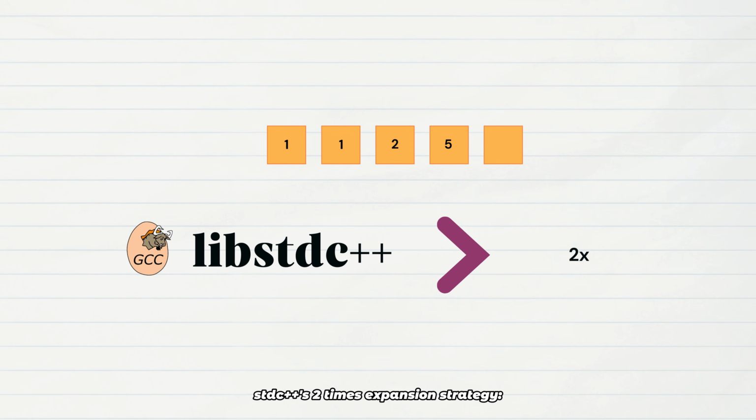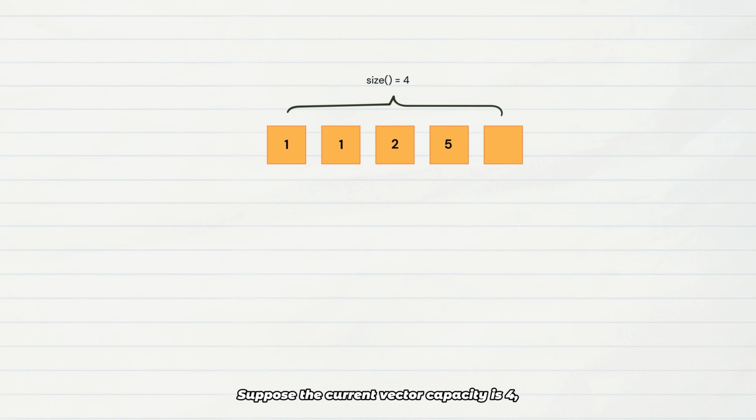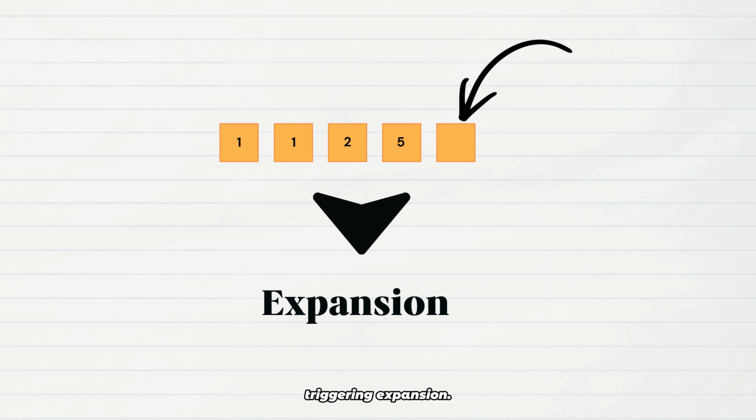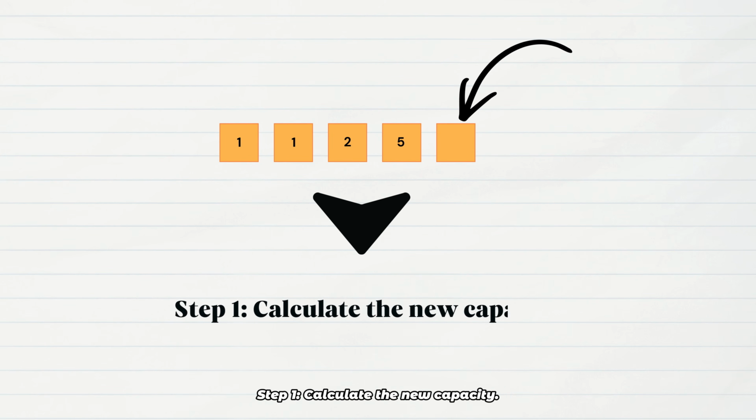libstdc++'s 2 times expansion strategy. Suppose the current vector capacity is 4 and size is 4. You want to push the 5th element, triggering expansion. The whole process is divided into 5 steps. Step 1. Calculate the new capacity. There are 2 details here.